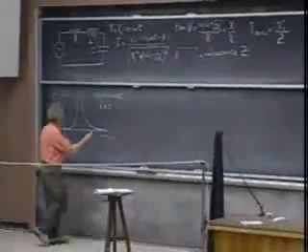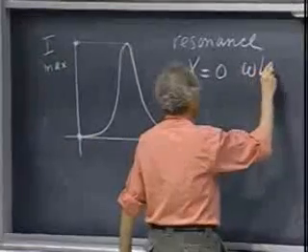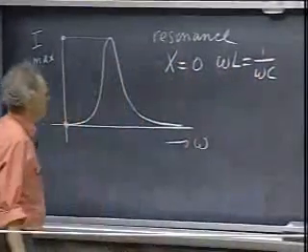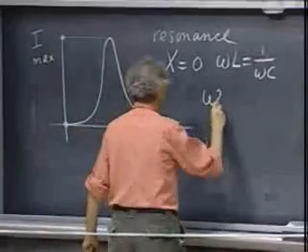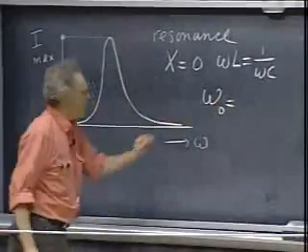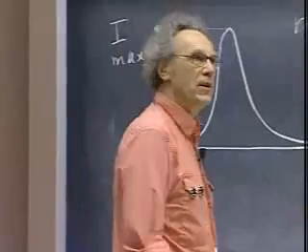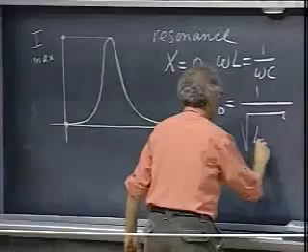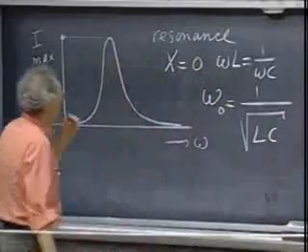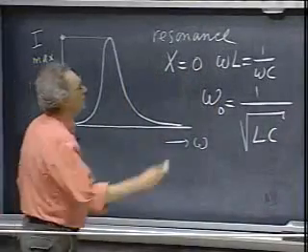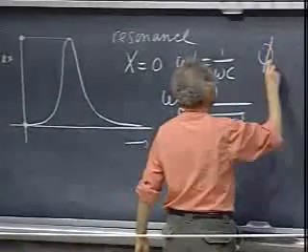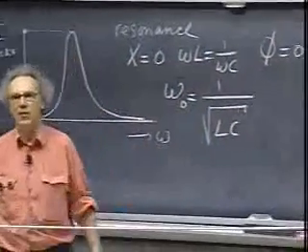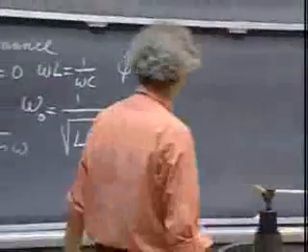And so when X equals 0, you'll find that omega L is 1 divided by omega C. And so the frequency for which that happens, I call that omega 0, reminds me that it is the resonance, is 1 divided by the square root of LC. When I am at resonance, phi becomes 0. So there is no phase delay between current and the driving voltage. They are in phase with each other.